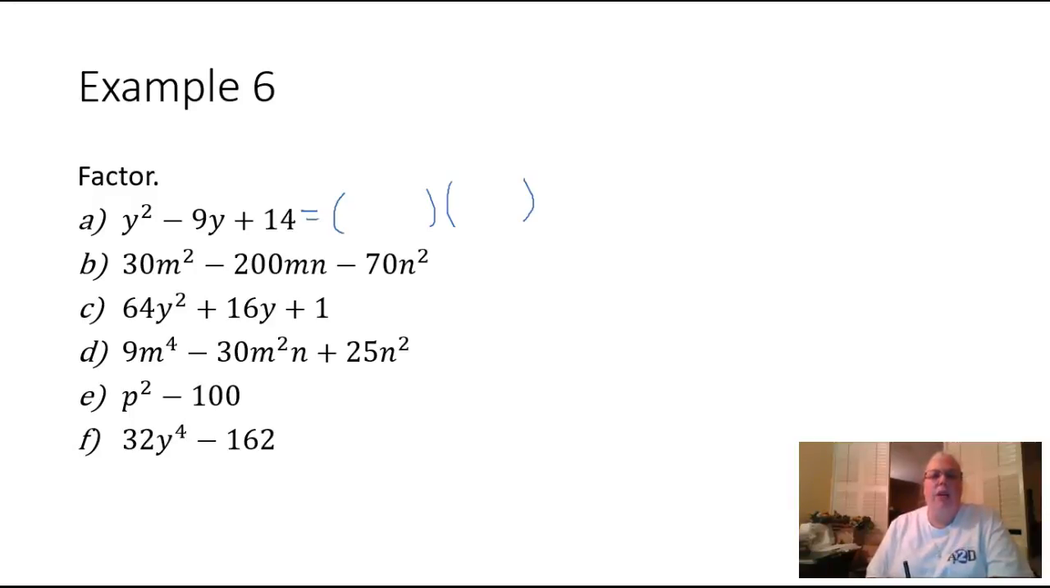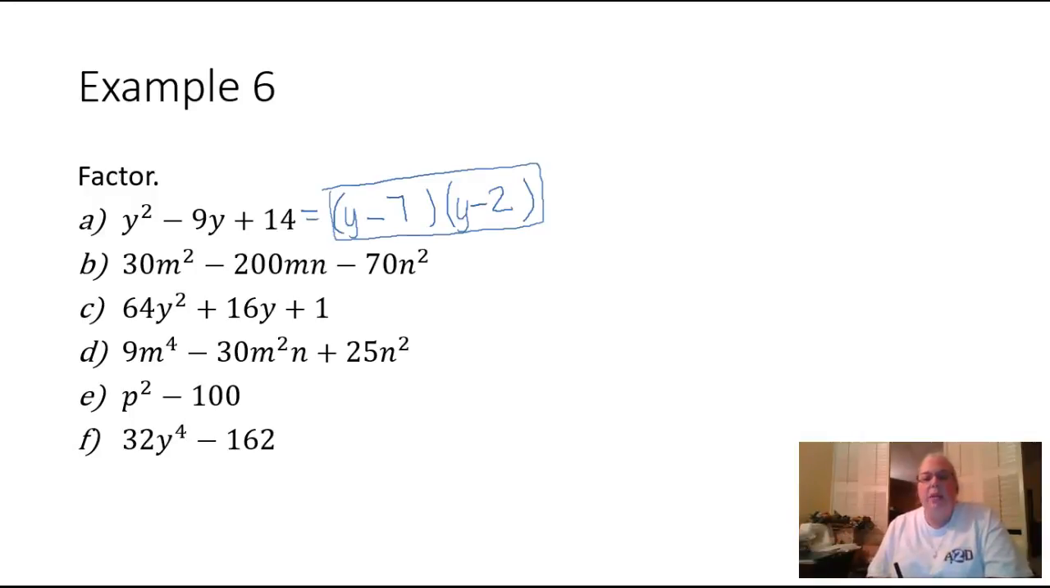Now, in the front, we're going to put the square root of our variable out here at the front. So y times y will give me that y squared in the front. In the back, I'm trying to find things that will multiply and give me 14 that will also add together and give me negative 9. Well, I know that 7 times 2 will give me 14, and that negative 7 plus negative 2 will give me negative 9. And so this is how part A will factor.